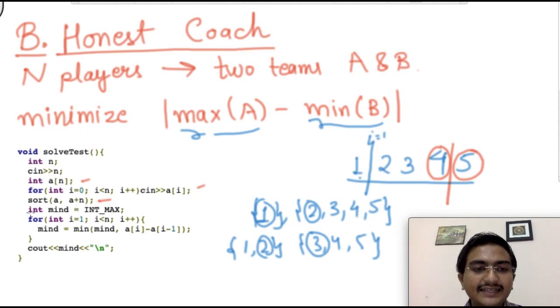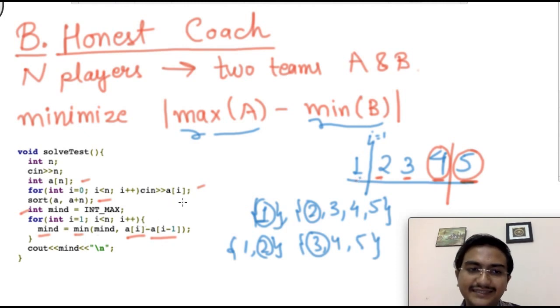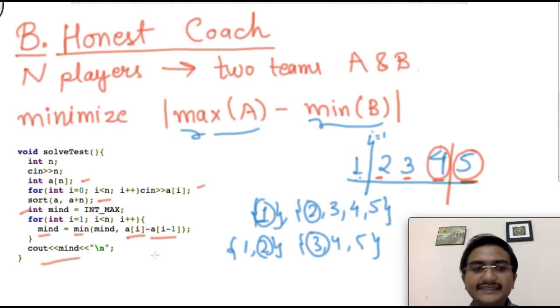And then I'm taking the minimum difference as int max, and then I'm just calculating the minimum difference between a of i and a of i minus 1. So basically 5 and 4, 3 and 2, and 2 and 1, so means where I can place a separator, and then whatever is the minimum difference I'm just outputting that. It is as simple as that.